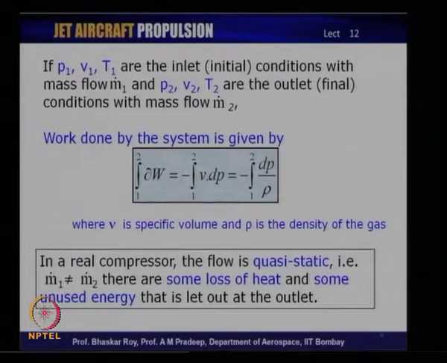That means it could have some loss of heat and some unused energy that is let out at the outlet. That means a certain amount of energy that was used for the intended purpose of compression is now available as exhaust energy and goes out with the outgoing flow. So, that is what is likely to happen in a real compressor, which we are generally calling a polytropic process.